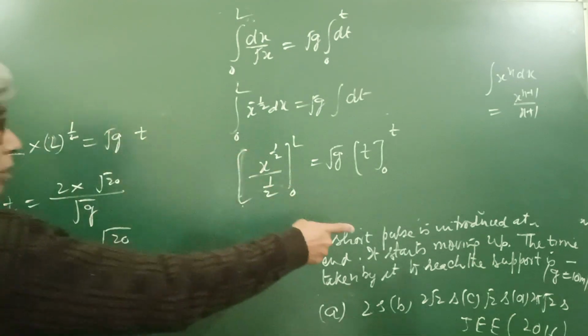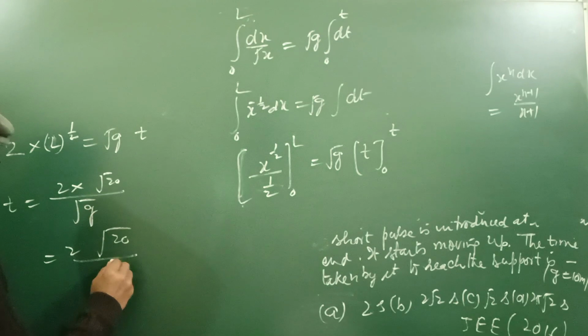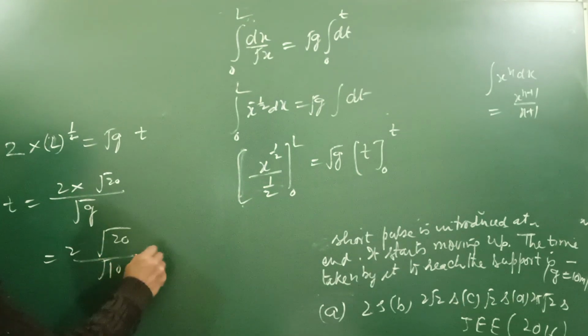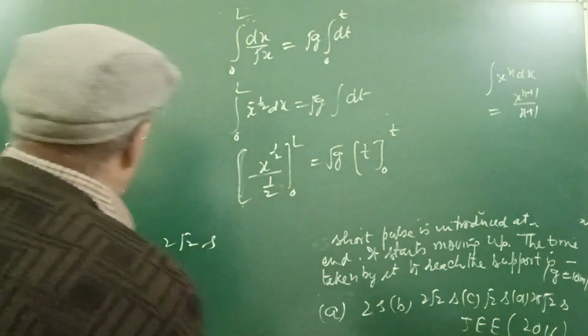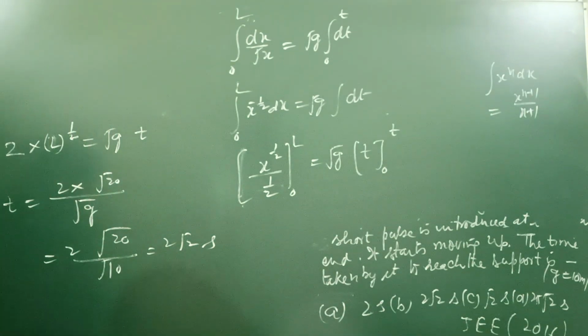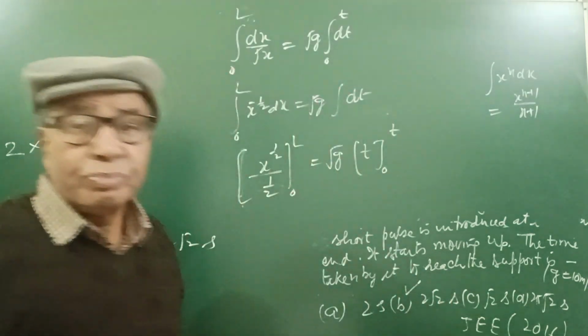L is 20 meter, na, upon root 10, so it is 2 root 2. Here the length L of the string is given 20 meter there, so that way it is correct. B option is correct here.